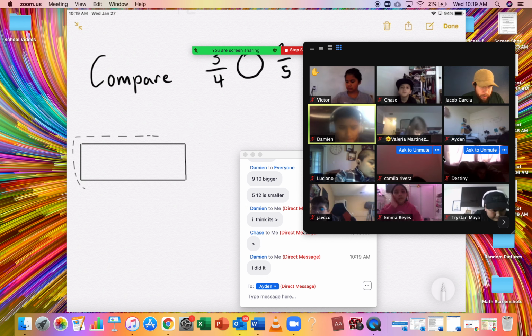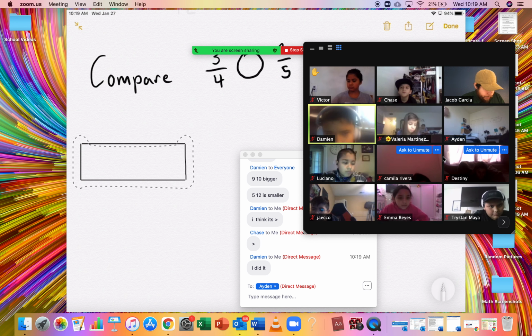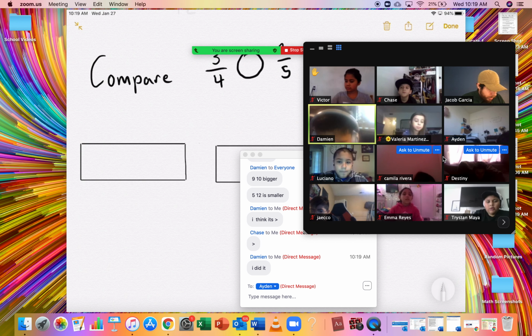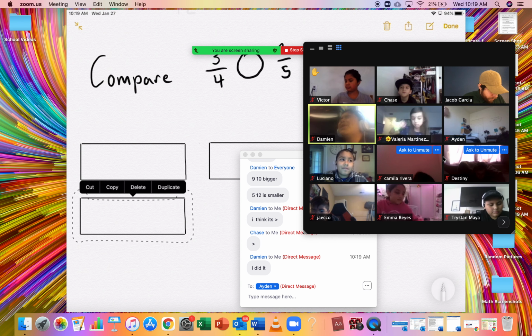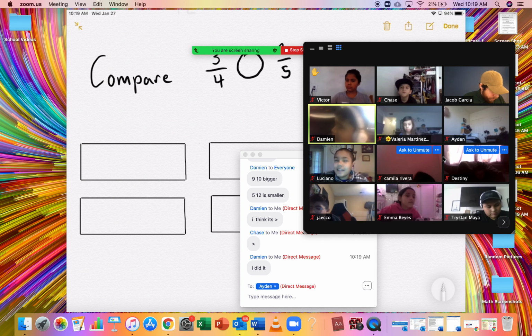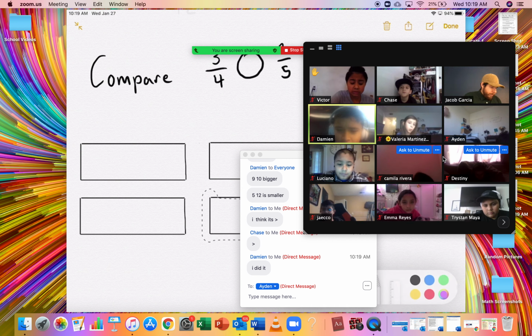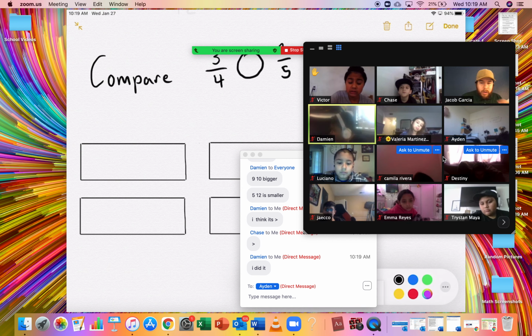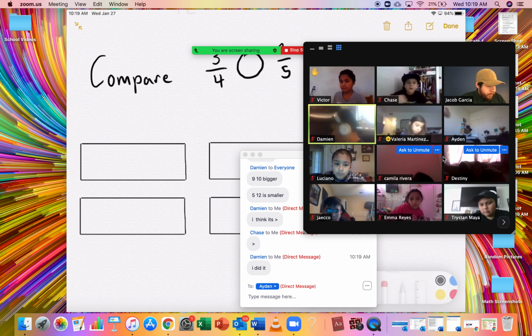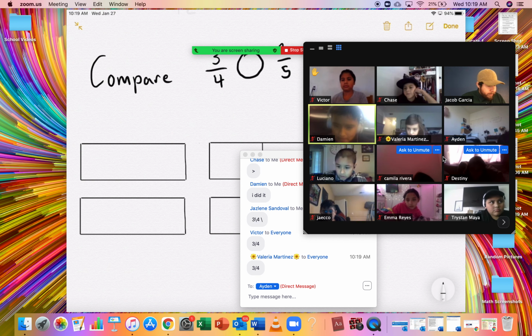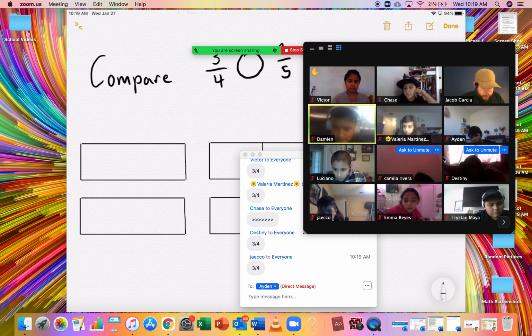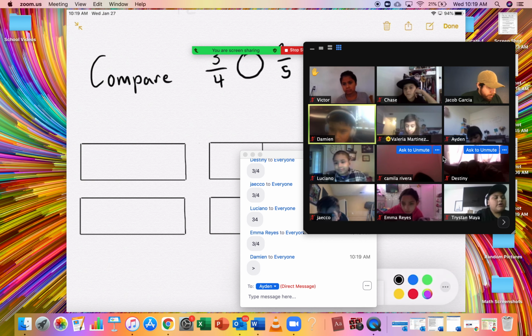I will call waterfall when it is time to share it. And waterfall. 3/4 is bigger, 3/4 is bigger. Chase used the symbol for greater than.